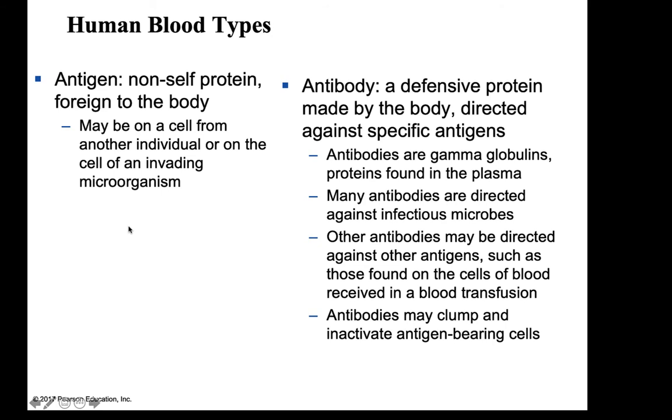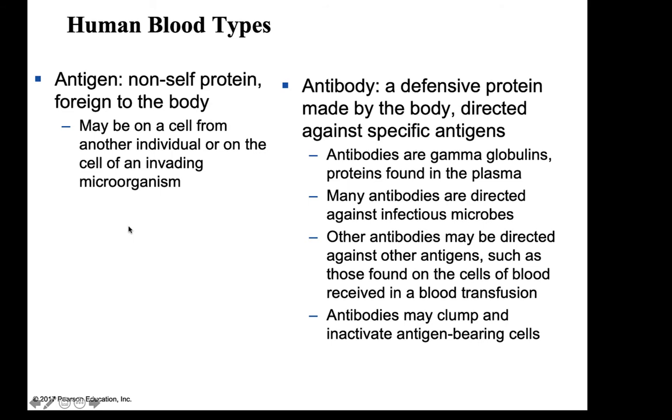Now, what's important for you to completely understand blood typing is the concept of antigen versus antibody. When we talk about an antigen, that is a non-self protein, so it's foreign to the body. It may be on a cell from another individual, or it could be coming from an invading microorganism. Antibodies are defensive proteins that are produced by the body, and they typically target specific antigens.